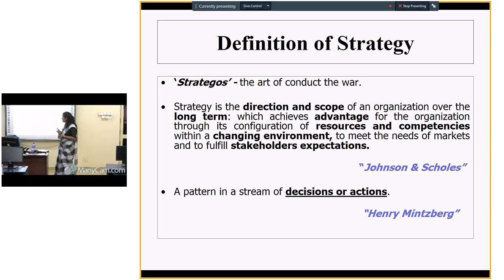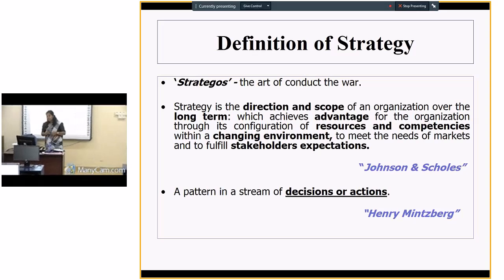Strategists highlight the art of conducting war, the way that we have to conduct the war: what kind of techniques we have to use, what kind of components, or the techniques that we can utilize to beat the opponent. Therefore, this concept, the term strategy, came across from the military period, the era of war.